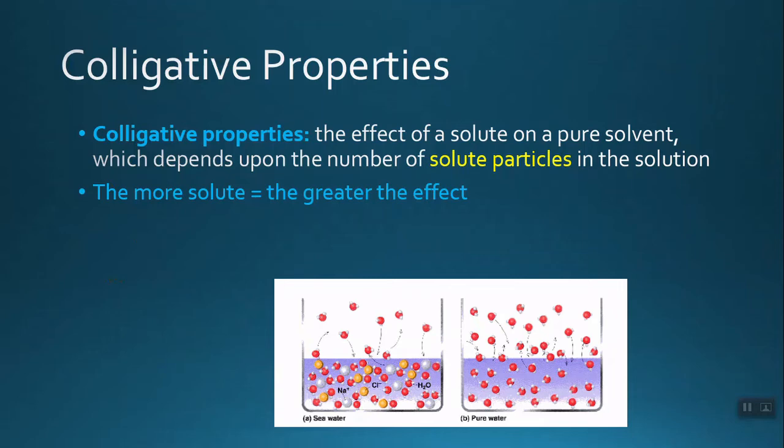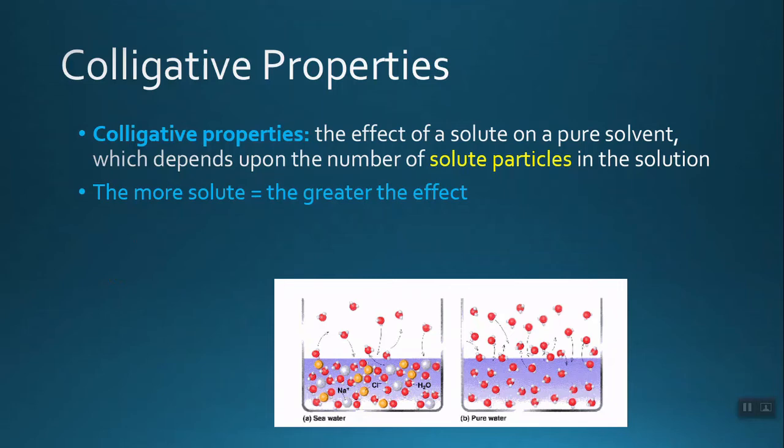Lastly, we're going to talk about colligative properties. A colligative property is the effect of a solute on a pure solvent, which depends upon the number of solute particles in the solution. The more solute there is in the solution, the greater the effect is going to be. So we're going to talk about three colligative properties.